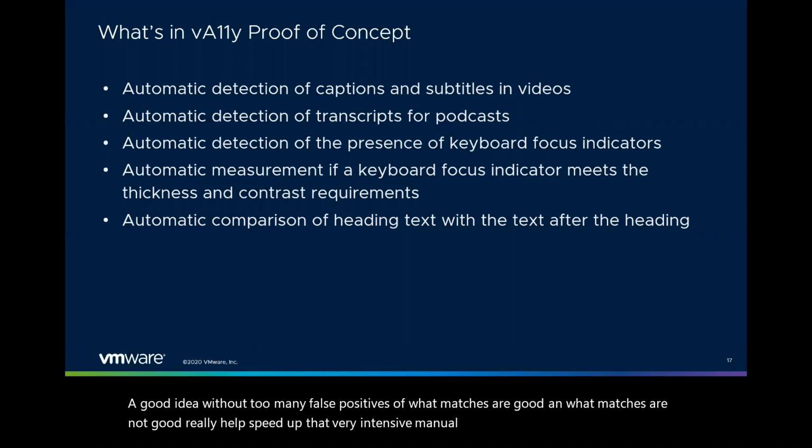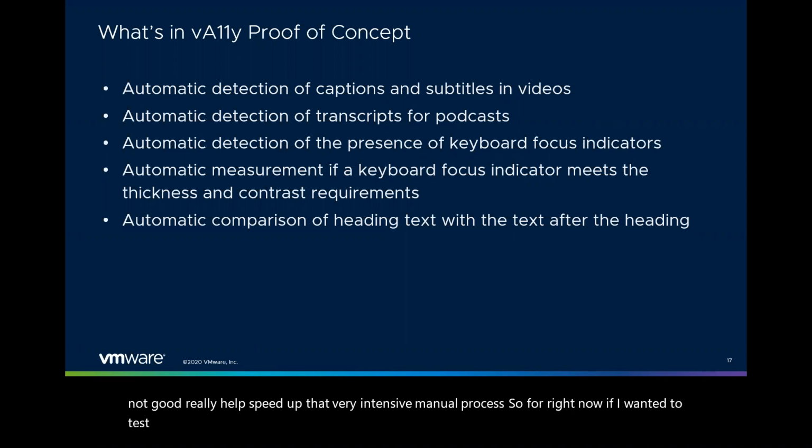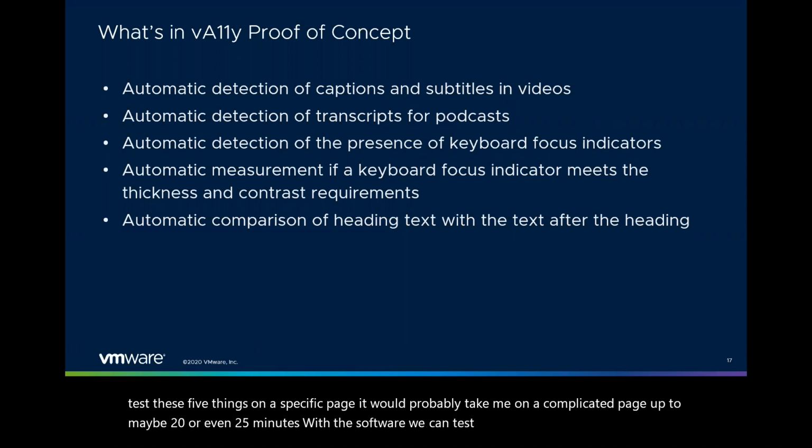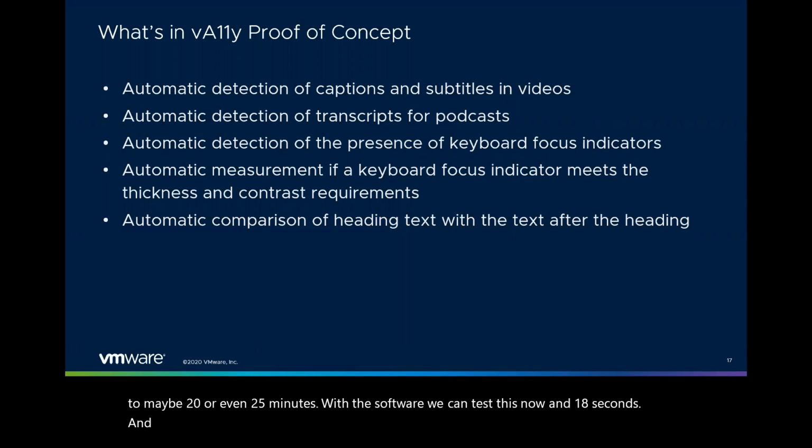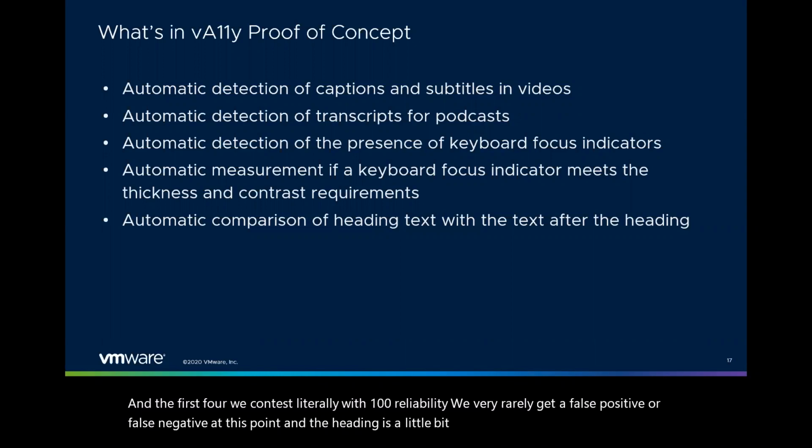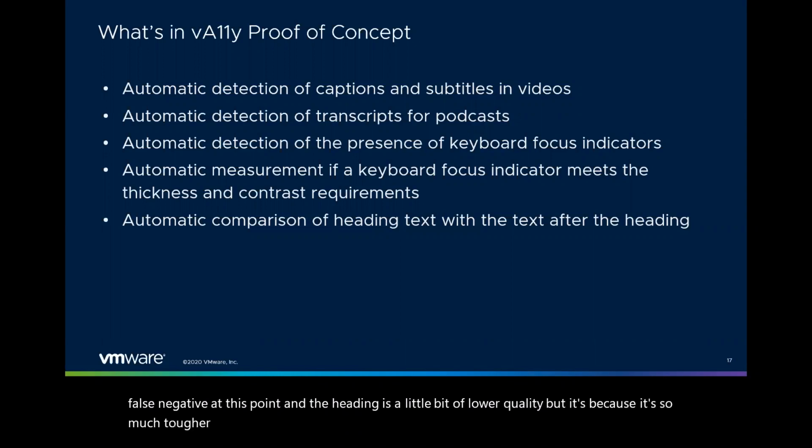So for right now, if I wanted to test these 5 things on a specific page, it would probably take me on a complicated page, up to maybe 20 or even 25 minutes. With the software, we can test this now in 18 seconds. And the first 4 we can test literally with 100% reliability. We very rarely get a false positive or a false negative at this point. And the heading is a little bit lower quality, but it's because it's so much tougher of a problem to solve. We are at about 88% accuracy right now. And as we expand the data models, we hope that that number will improve.